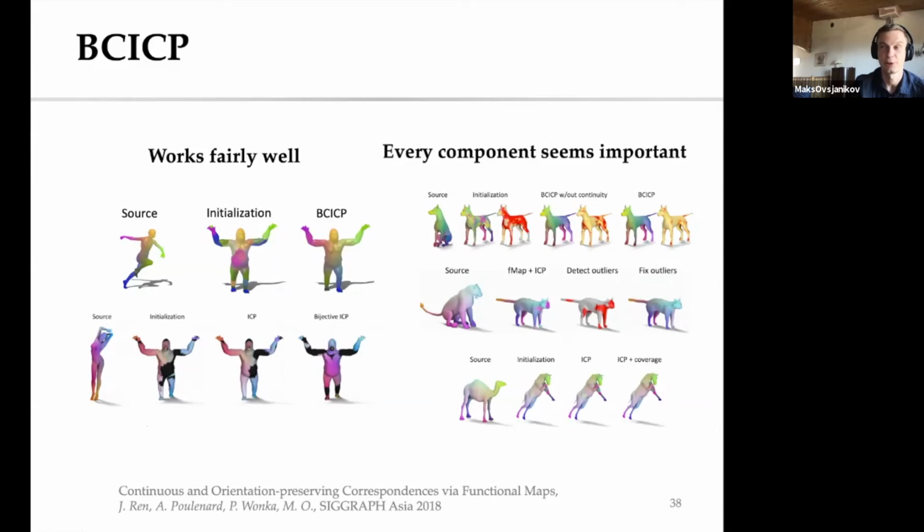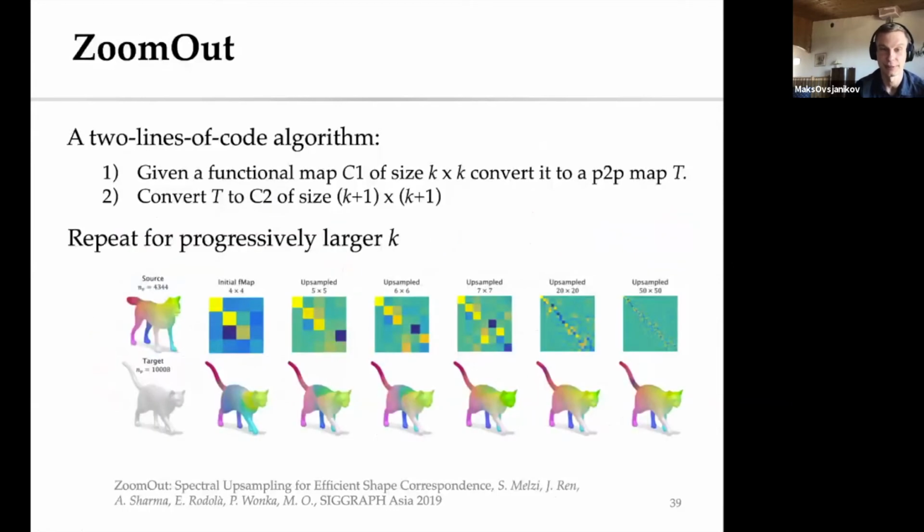But in retrospect, this was a little bit too complex. In a more recent work that just appeared in 2019, we proposed a two-line algorithm that does exactly the same thing, and it seems to do it even better. And the two-line algorithm works like this. Given a functional map of size k by k, we first convert it to a point-to-point map, and then we convert it to a functional map of just a slightly larger size, right?